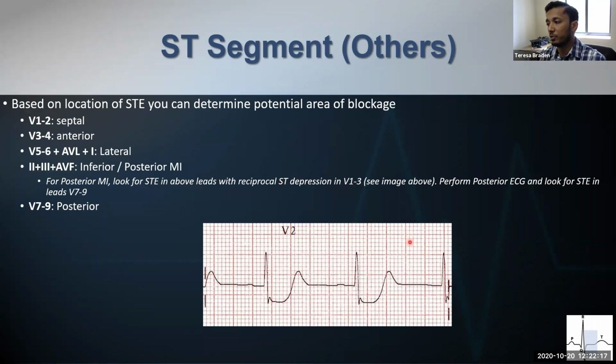So I had this image above, which is why I said see image above, but I put it actually here. When you see those reciprocal ST depressions in V1 through 3, as well as ST elevation in 2, 3, and AVF, that should automatically clue you in as this being a posterior infarct, okay? But if you see just 2, 3, AVF being involved and maybe some lateral involvement, but not ST depression in V1 through 3, that's not as common to be a posterior infarct.